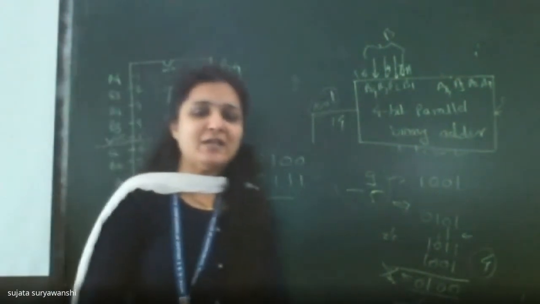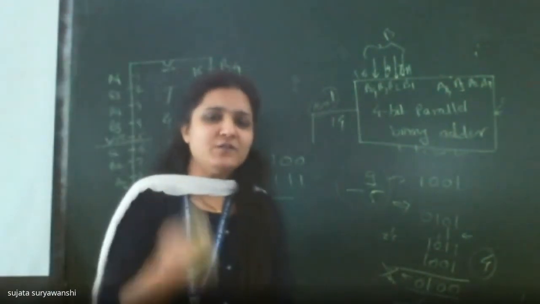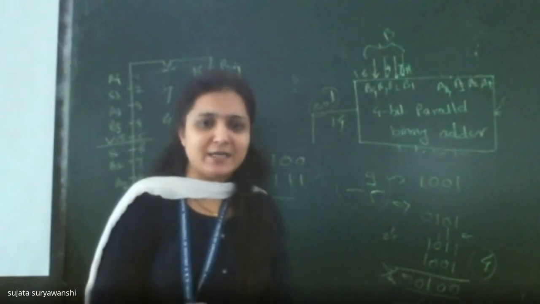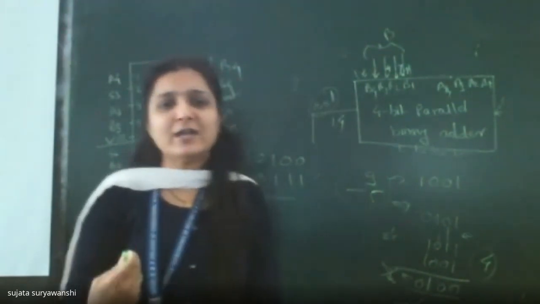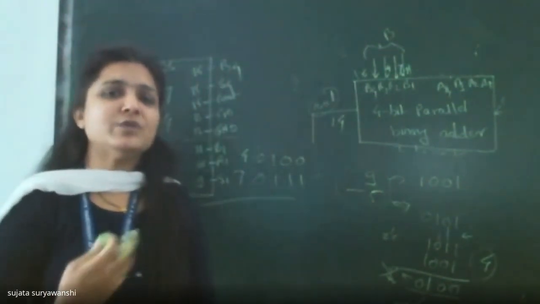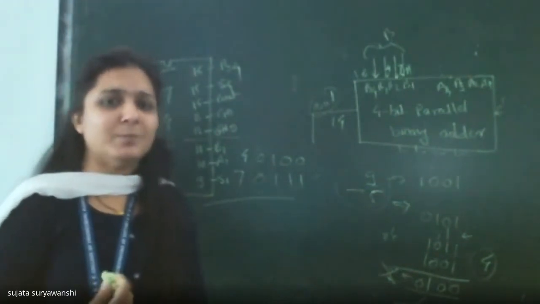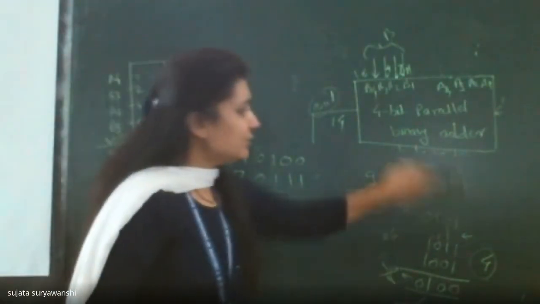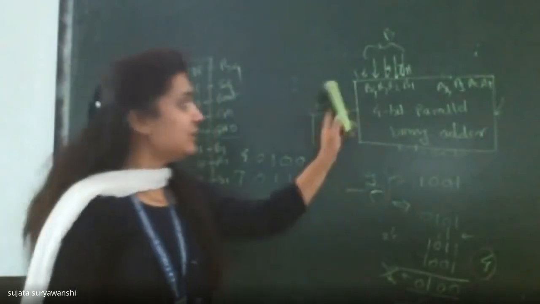If you get carry 1, then your result is positive. If you get carry 0, then your result is negative. And you need to convert it again into 2's complement form, or you need to get it in the original form from the 2's complement number. Okay, so you need to simply use this procedure here.